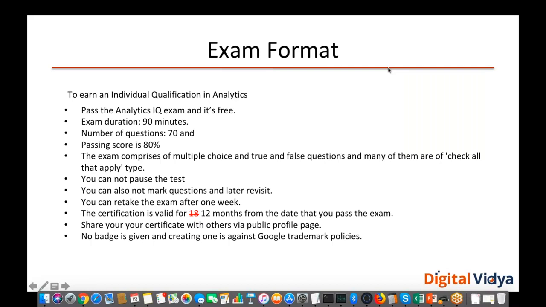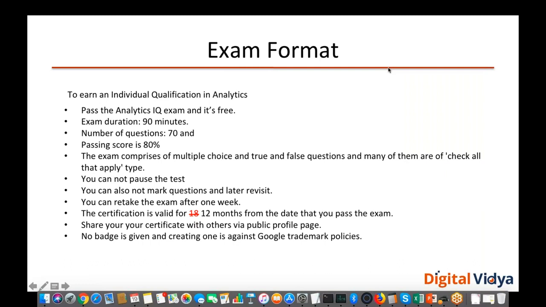So you should be very clear with the fundamentals of analytics. And 90 minutes, believe me, is not a lot of time. For 70 questions, you really have to be fast. The exam comprises multiple choice and true and false questions, and many of them are of the check all that apply type. You cannot pause the test. You can also not mark questions and later revisit. You can retake this exam as many times as you wish. However, you need to wait for a week before you can retake this test.